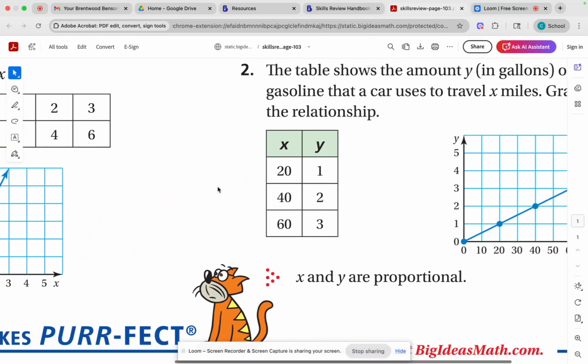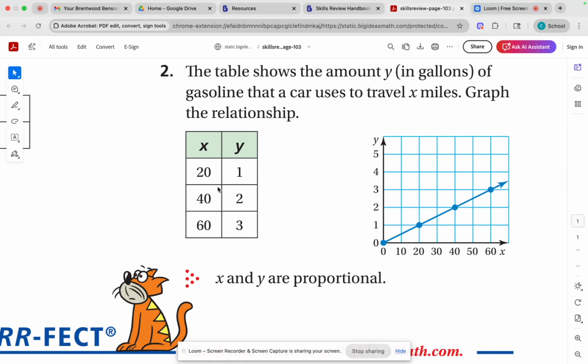Okay, let's look at number 2. Okay, so we have another real life word problem. The table shows the amount in gallons of gasoline that a car uses to travel X number of miles. So the miles goes on the bottom where the X is, because they specifically told you. So the Y is the number of gallons. Okay, so if I drive so many miles, I'm going to use up so many gallons of gas.